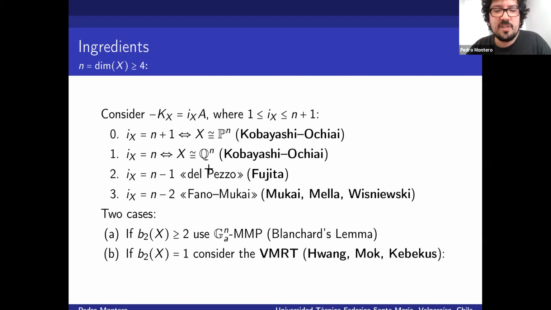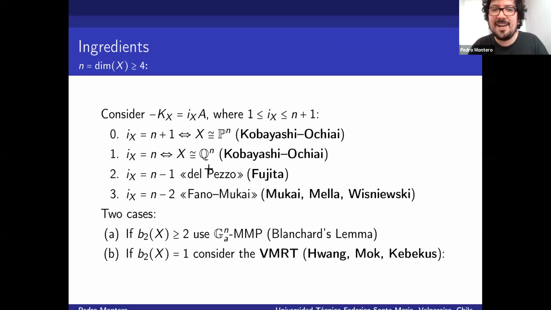There is a complete classification in the case of co-index 2 by Fujita, and a complete classification of co-index 3 by Mukai, Mella, and Wisniewski. So you have also lists, and here you divide your analysis into 2 cases. The first case is more or less similar to what we did before, higher Picard rank, and you can use, say, the equivariant MMP using this Blanchard's lemma. I won't say anything about it.